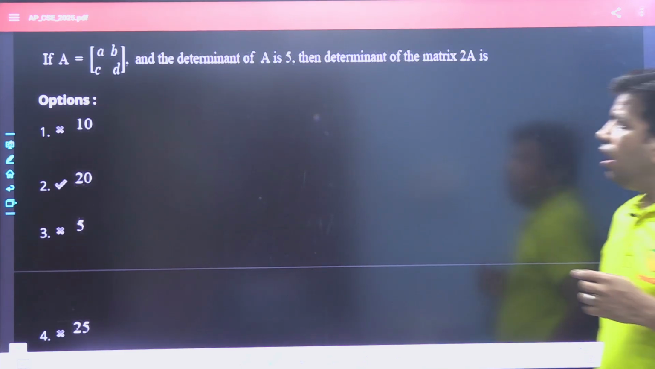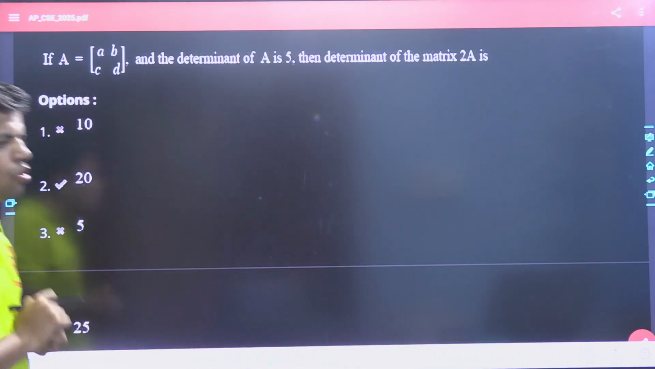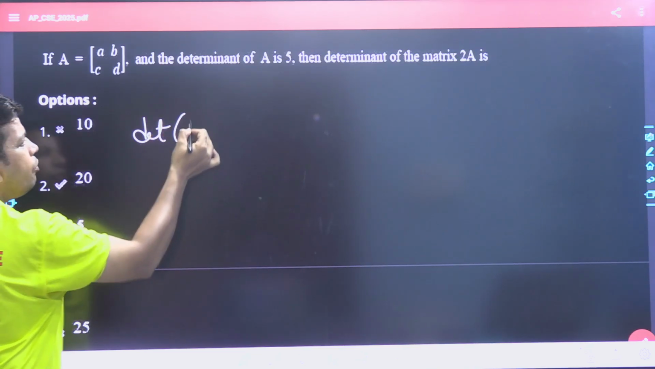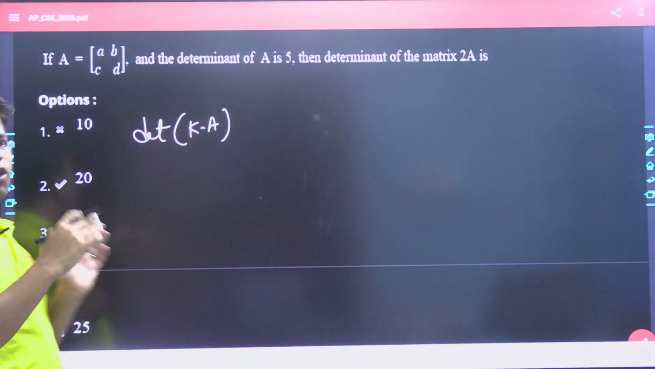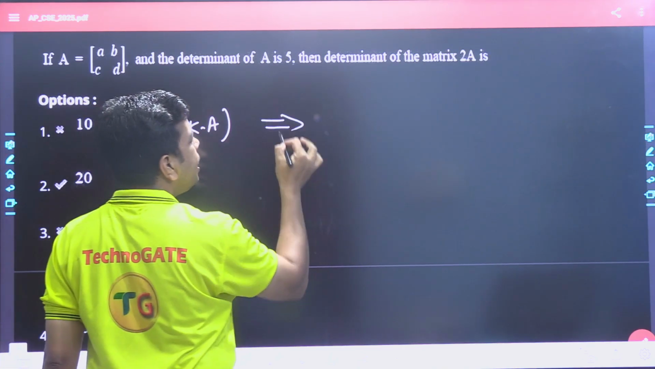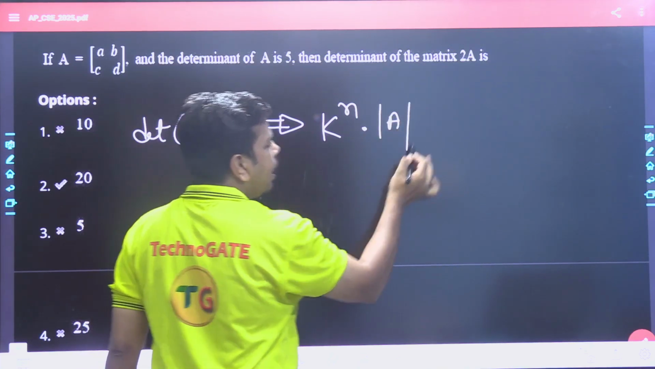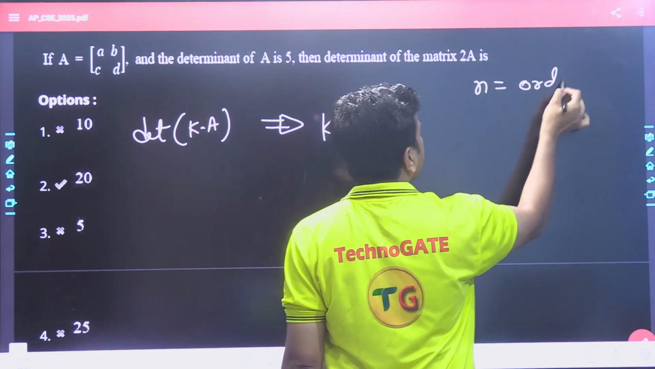So we need to find the determinant of matrix 2A. Just remember one point: whenever you find the determinant of kA, where A is a matrix and k is a constant, meaning you multiply that matrix by k, its determinant is simply k to the power n times the determinant of A. Here n is simply the order of that particular matrix.